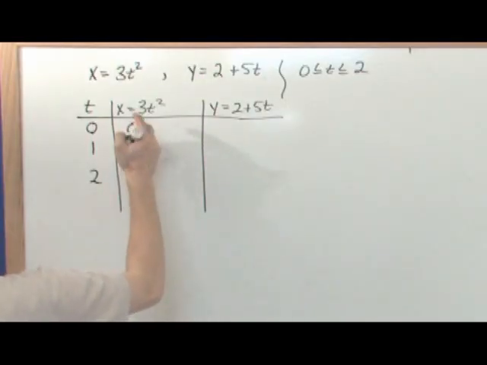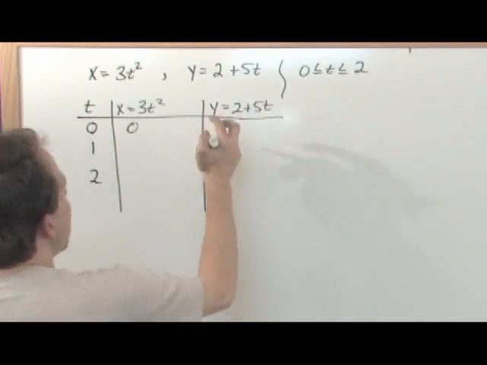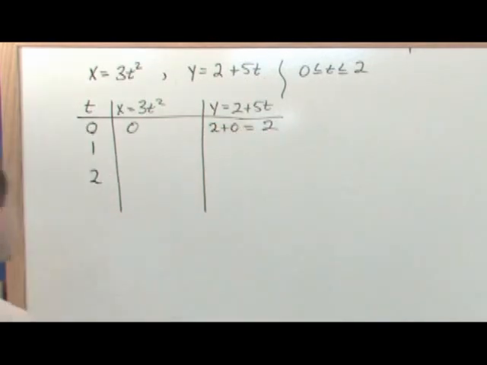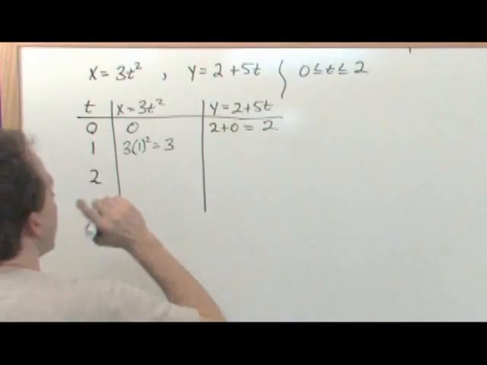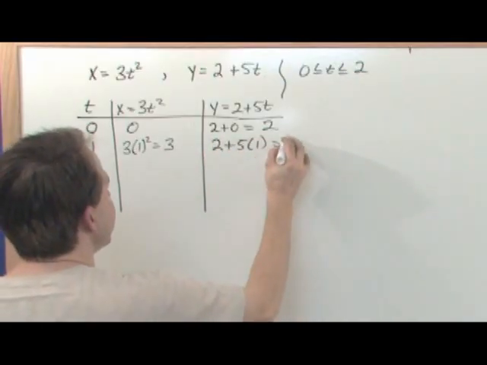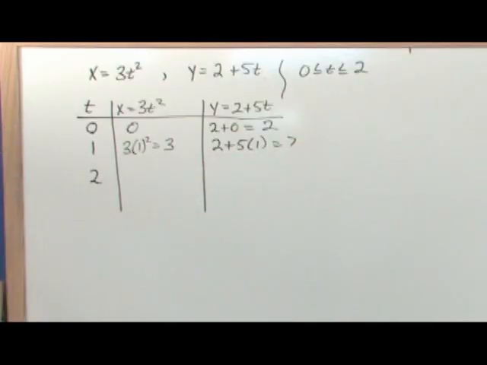x is going to be 0, 3 times 0 squared. y is going to be 2 plus 0, which is 2. Plugging in 1, I'm going to have 3 times 1 squared, which is 3. And for y, I'm going to have 2 plus 5 times 1, which is 7. 5 times 1 is 5, plus 2 is 7.